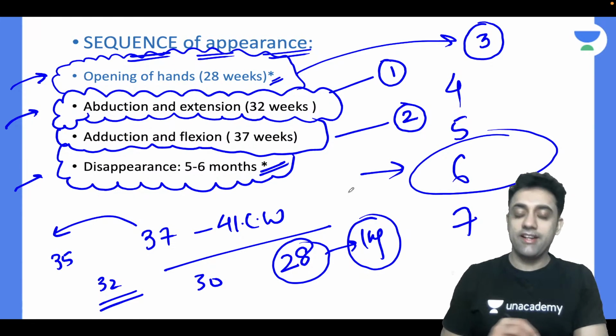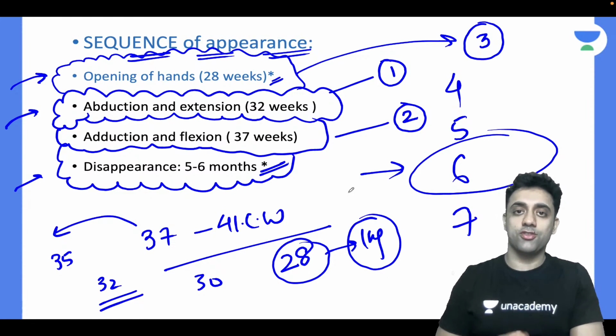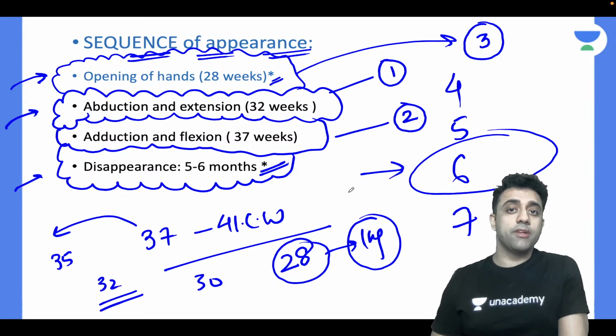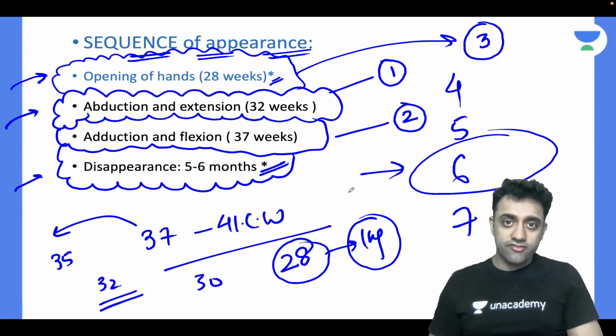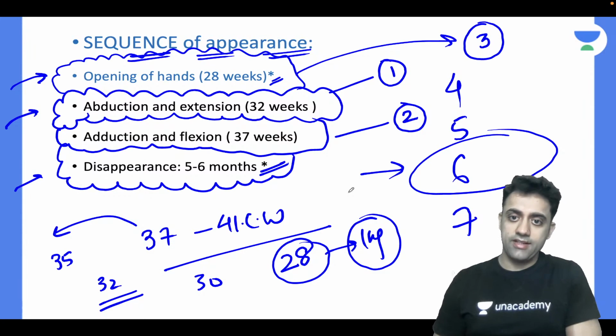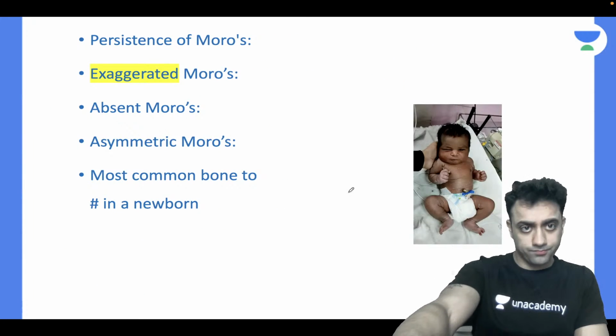Okay, Mohsin, you don't have to delete your answer. It's okay, bro. I'm not gonna judge you. It's good you're making mistakes, because mistakes are proof that you are trying. Okay, so Moro disappears by 6 months.